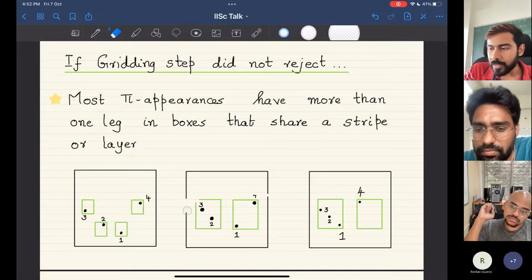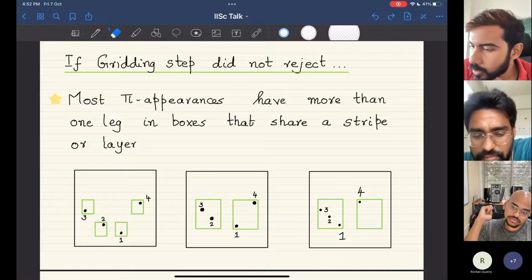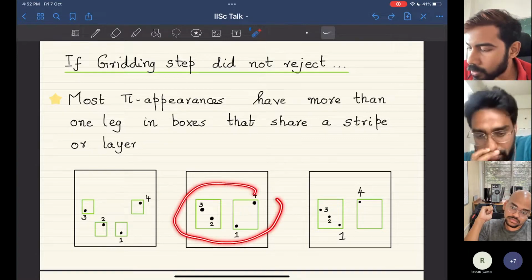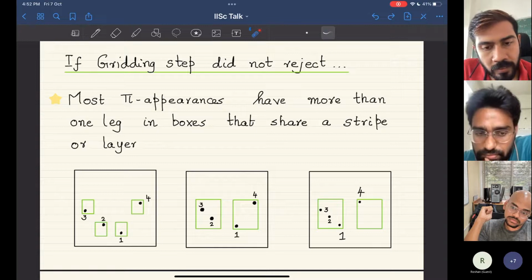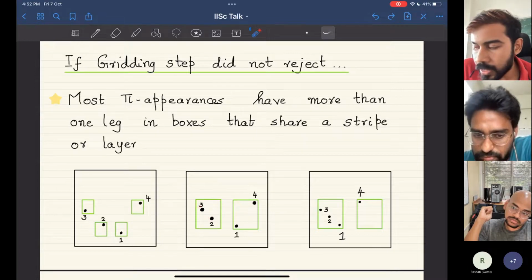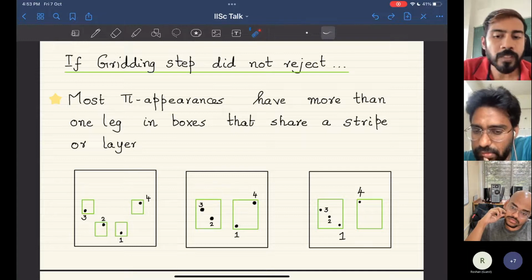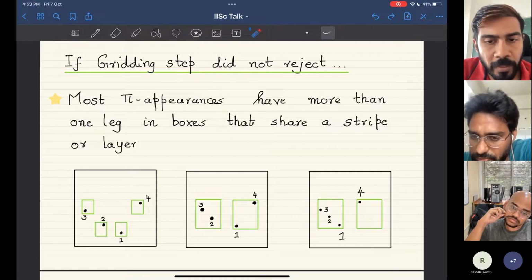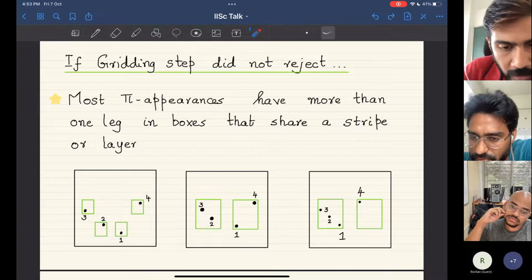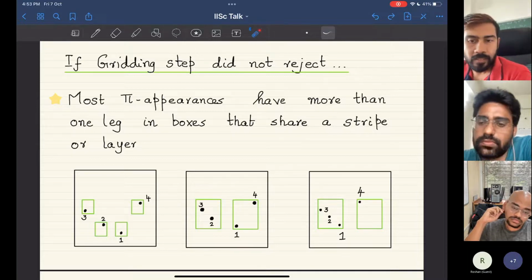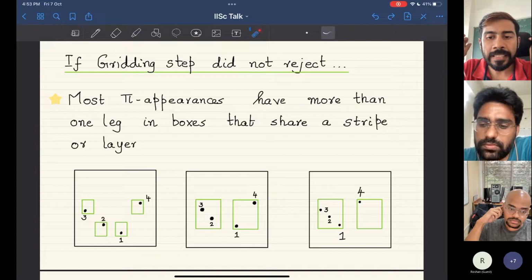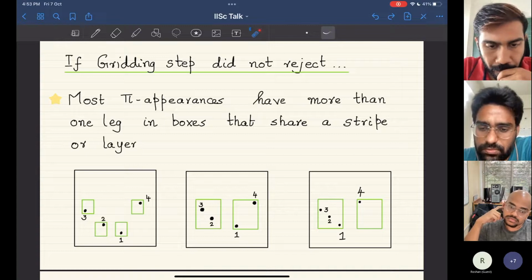Or it could appear like this. Or it could appear like this, just 2 boxes: 2 legs in one box, 1 4 leg in the other box. There are several possibilities for my 3 2 1 4 appearances to occur in the grid, in the kind of kernel that we are looking at.